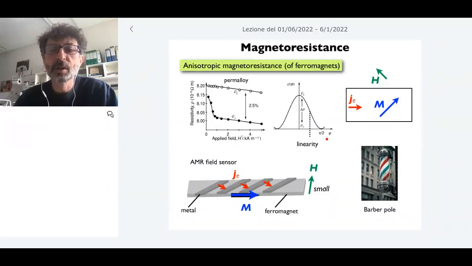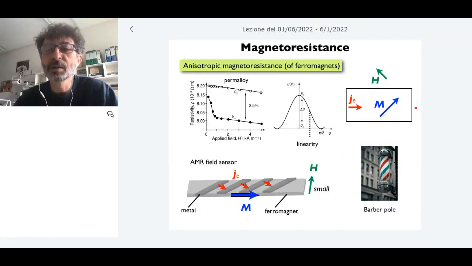So imagine you would like to put the current in direction x, the magnetization in this direction, and then measure the field, because essentially with the field you will change a little bit the orientation of the magnetization, so a little bit more parallel to the current or a little bit more perpendicular. If you do it like this, then you really exploit this effect as a sensor of the magnetic field.